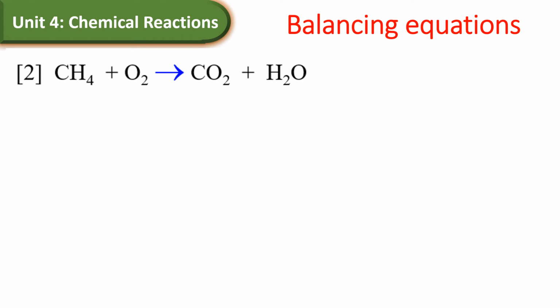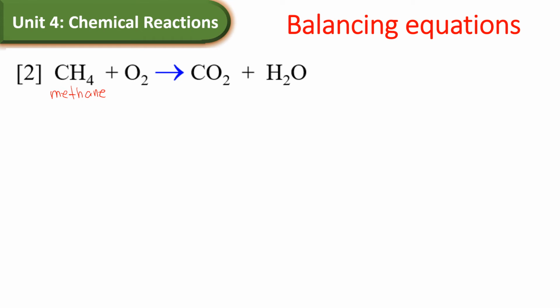Next, let's look at our next example. We have CH4 plus O2 to produce CO2 plus H2O, which is your water. So your CH4 is an example of a hydrocarbon. CH4 is methane. So this one is methane, which burns with oxygen to produce your carbon dioxide and your water, or your H2O.